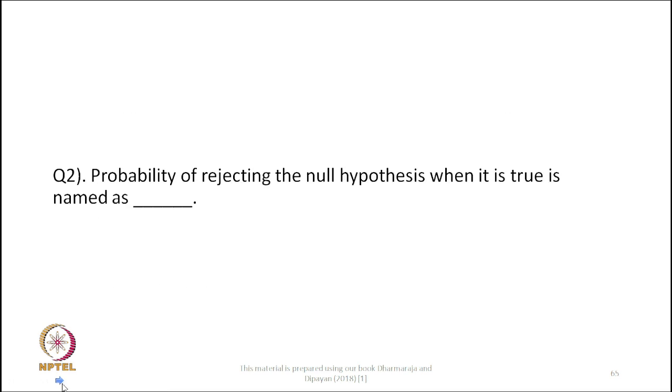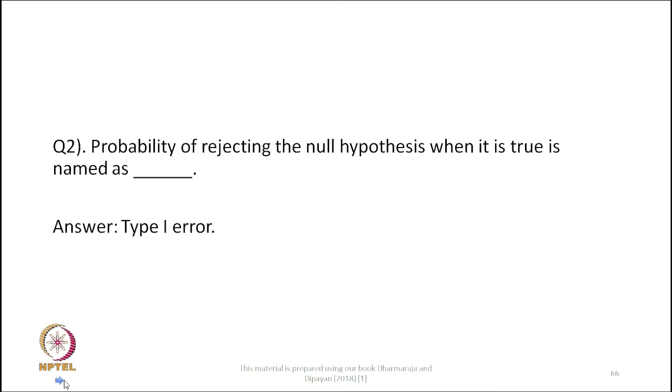Now, we will move to the second question. The probability of rejecting the null hypothesis when it is true is named as what? The answer is type 1 error. We are finding the probability of type 1 error.